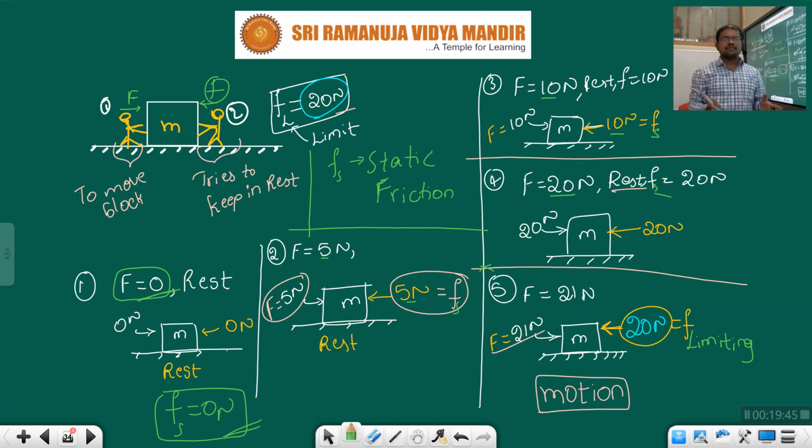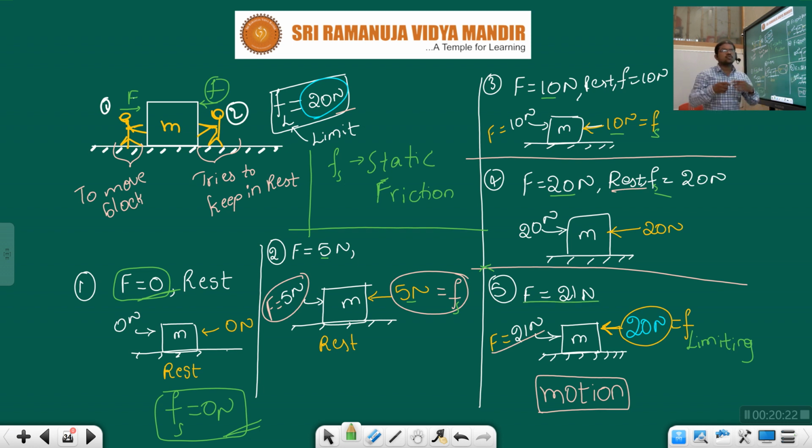Like everything has some expiry date, everything has a limit. If you take vehicles, all vehicles can't give the same output, the same speed. Every individual vehicle has individual capacity. So here also, for this particular body and this particular surface, the possible limiting friction, the possible static friction, is 20 newtons, children. More than that, friction can't give.